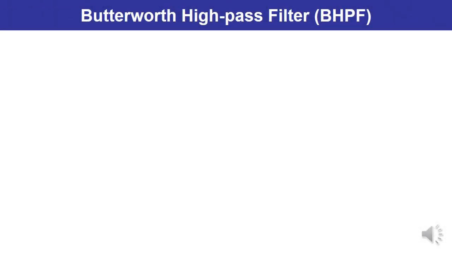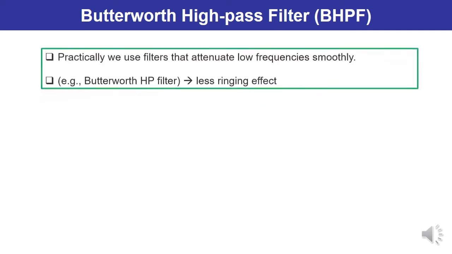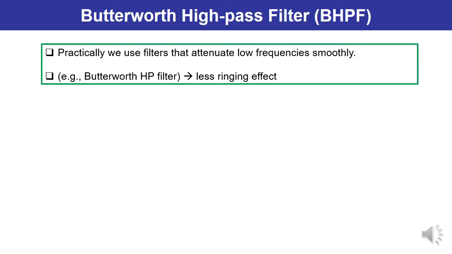The next type of filter is the Butterworth high pass filter. What do you understand by a Butterworth filter? It is a type of filter designed to have a frequency response as flat as possible in the passband. The Butterworth filter is also known as the maximally flat magnitude filter. Practically, we use these filters to attenuate low frequencies smoothly. Its advantage is less ringing effect.